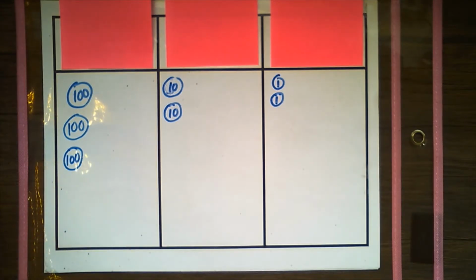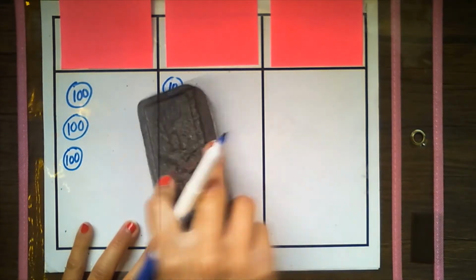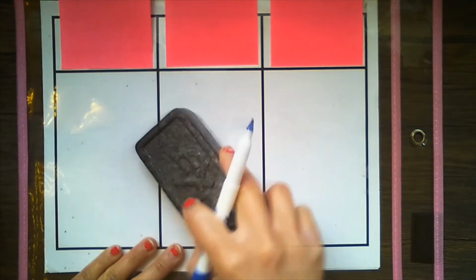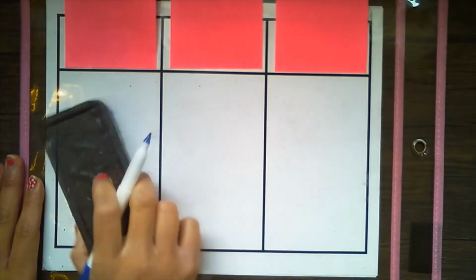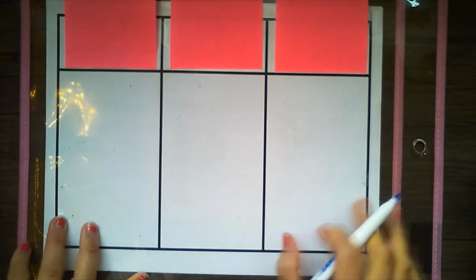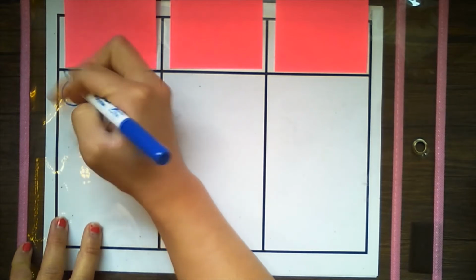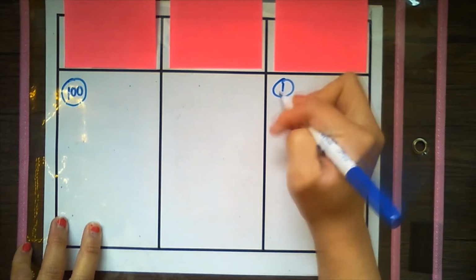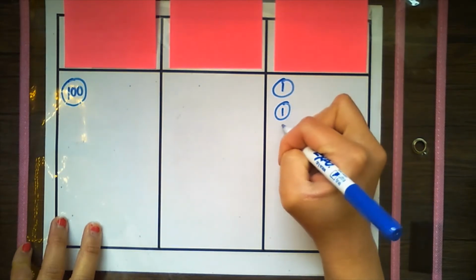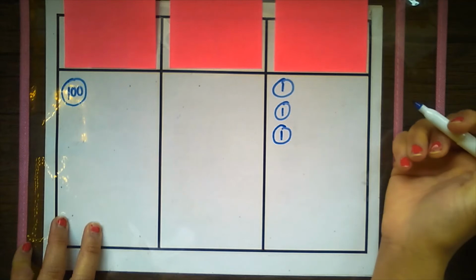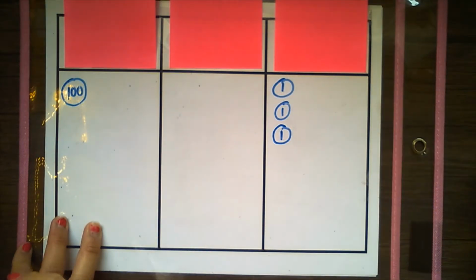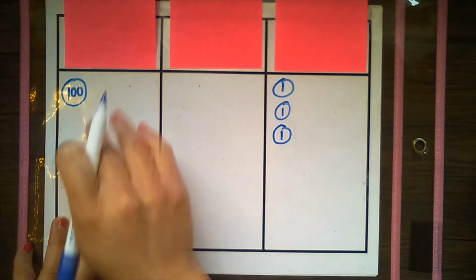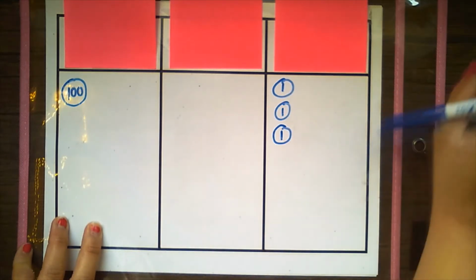Let me go ahead and erase these, friends, so that we can try another with the place value discs. 100, 101, 102, 103. What's the total value of this new number? Tell me the value. Great job. It is 103.